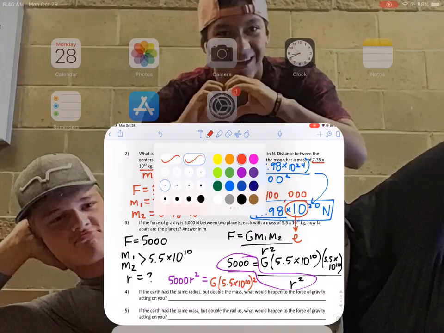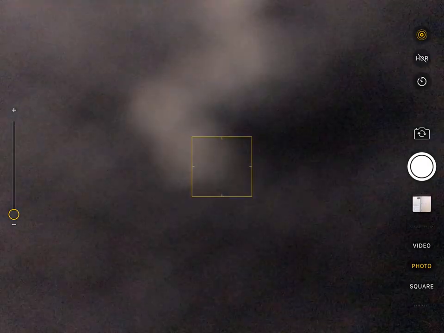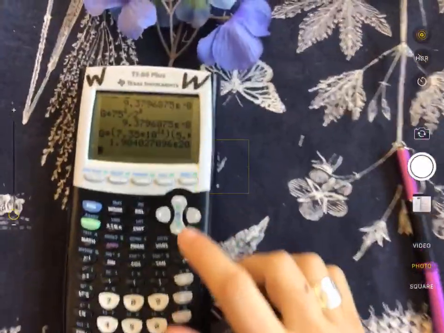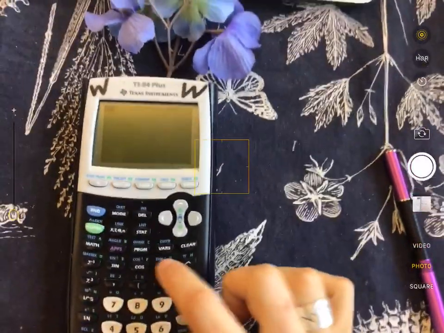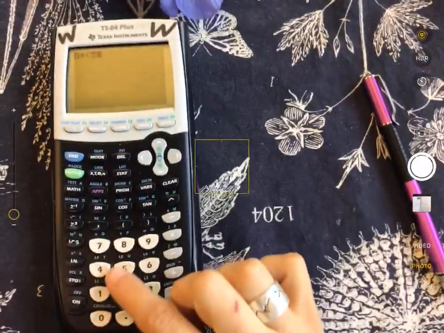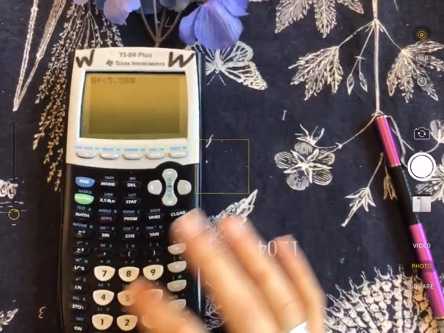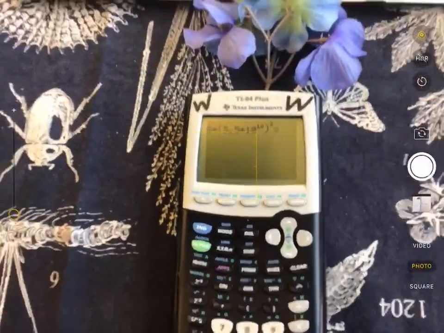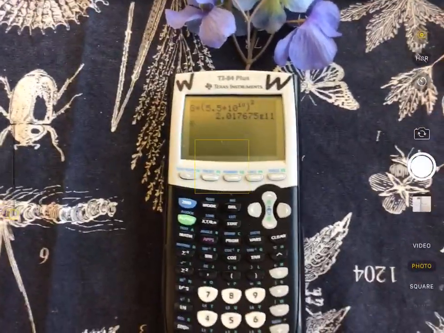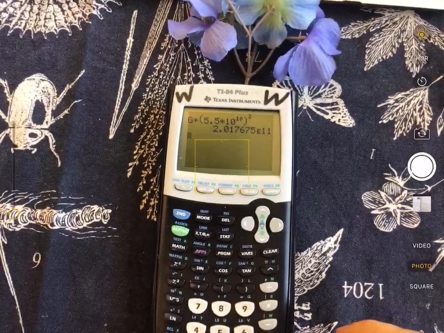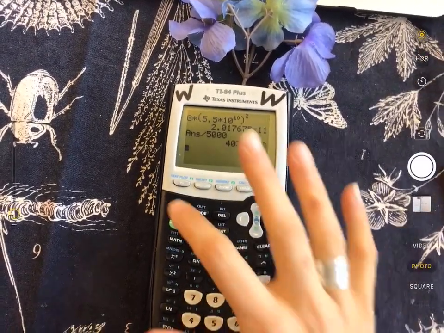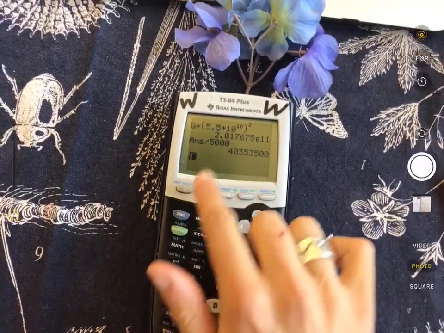So let's go to the calculator to see how we're going to get this here. So alpha G times 5.5 times 10 to the 10th. Now I'm going to do the squared method. It's a little easier and faster. So squared, enter. Now we have that equals 5,000 R squared. We have to divide both sides by 5,000, then square root.